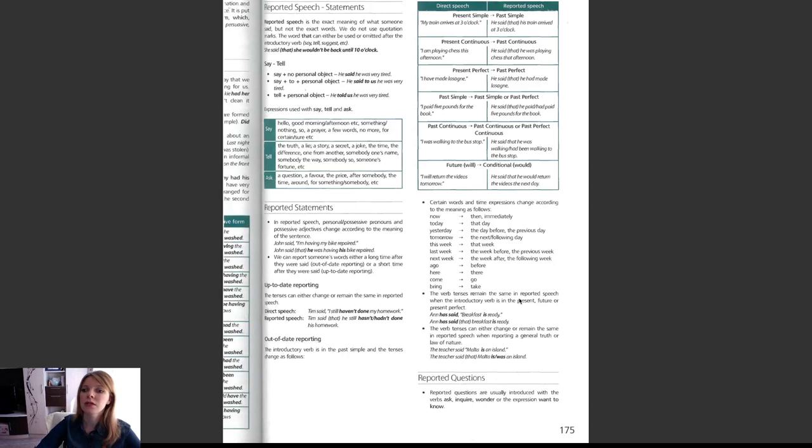So the verb tenses can either change or remain the same in reported speech when reporting a general truth or law of nature. Let's have a look at the example. The teacher said Malta is an island. Is present. Yeah? The teacher said that Malta is an island or was an island. So, while doing your exercises, you have to give both variants of the verb in subordinate clause.